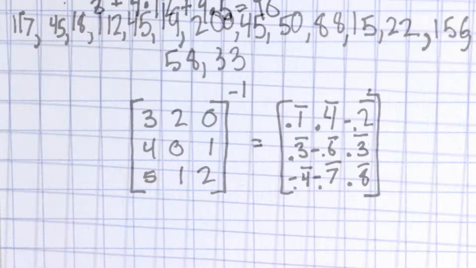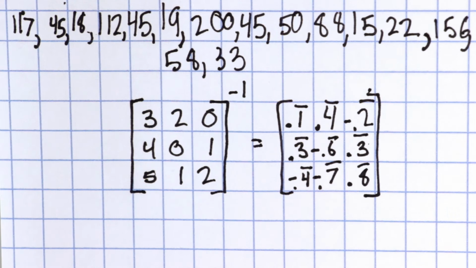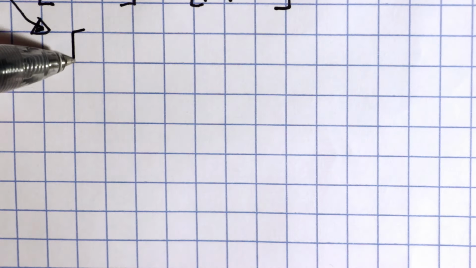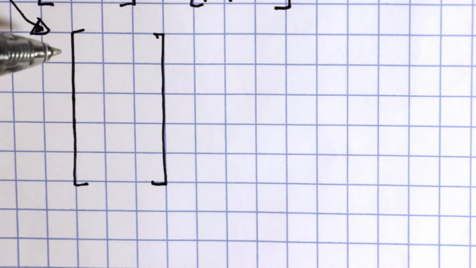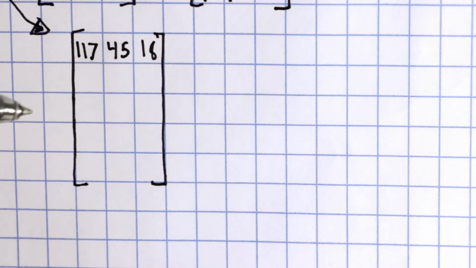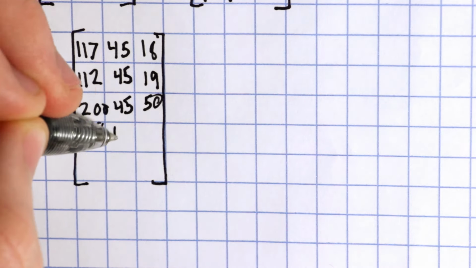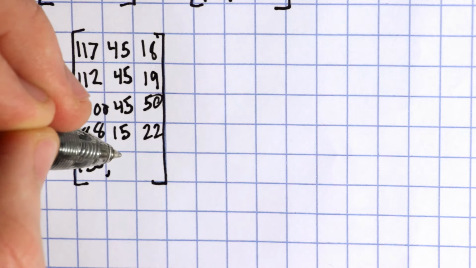For this example, we'll be decoding the message 117, 45, 18, 112, 45, 19, 200, 45, 50, 88, 15, 22, 156, 58, 33. Now to decode this message, you have to divide a matrix comprised of these numbers by the encryption matrix. As stated previously, you cannot divide matrices, you can only multiply matrices by an inverse. So the next step is to find the inverse of the encryption matrix.